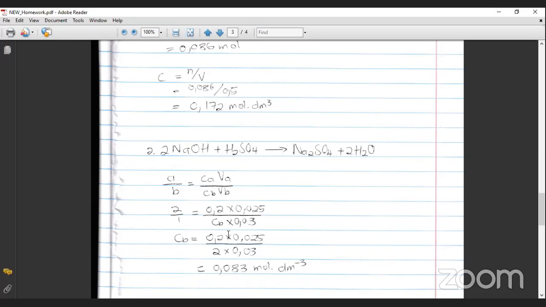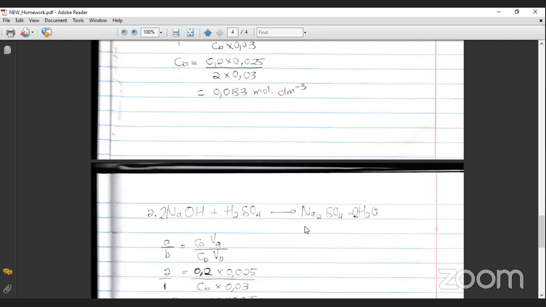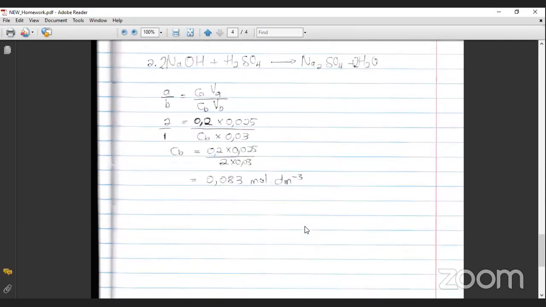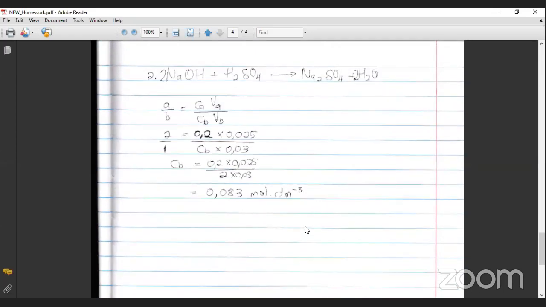We're going to say 0.2 times 0.025 over 2 times 0.03, and that will give us 0.083 mole per dm^3. I hope this makes more sense to you if you see it practically, but that is how the problem is done. Yes, this is how the problem is done, and I hope it brings more light and you will be able to start doing your homework for tomorrow.